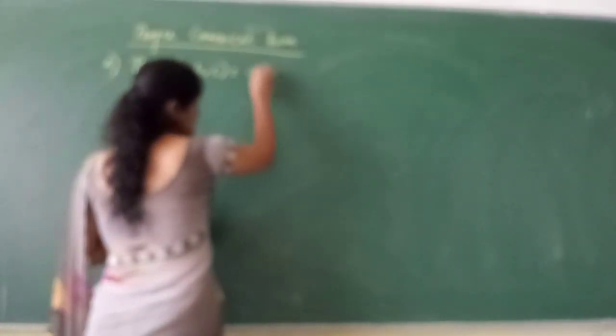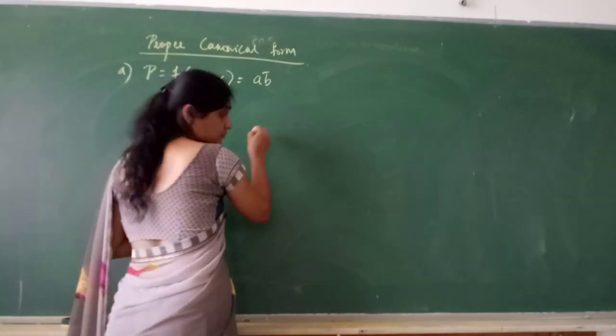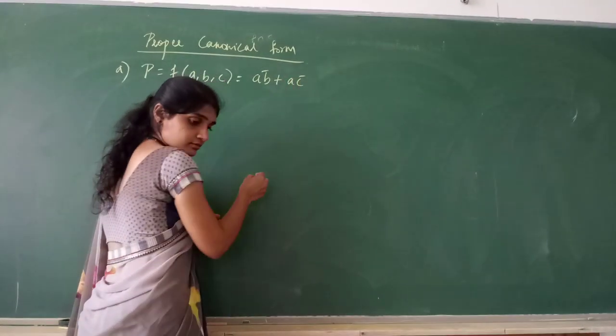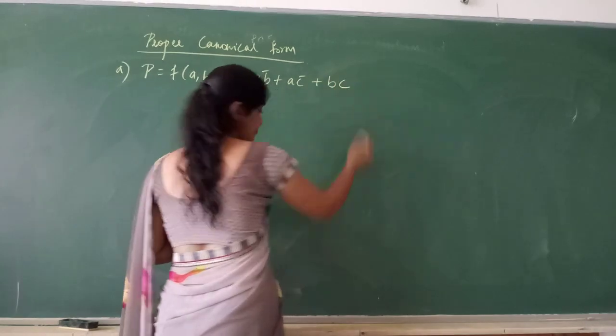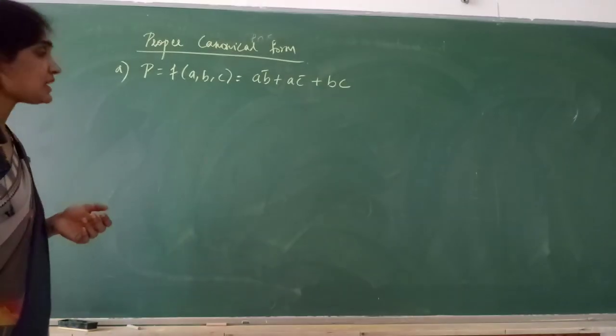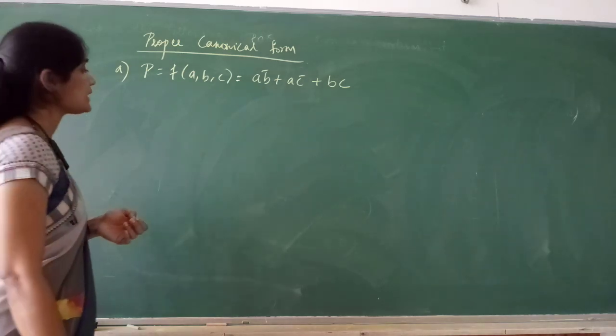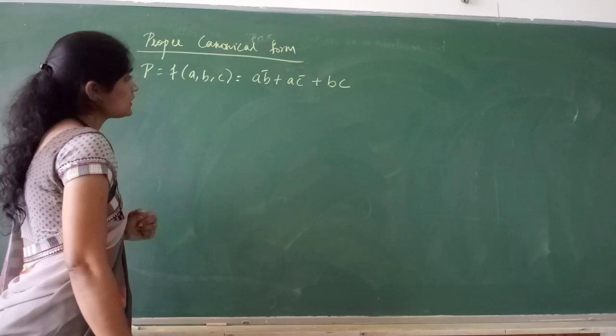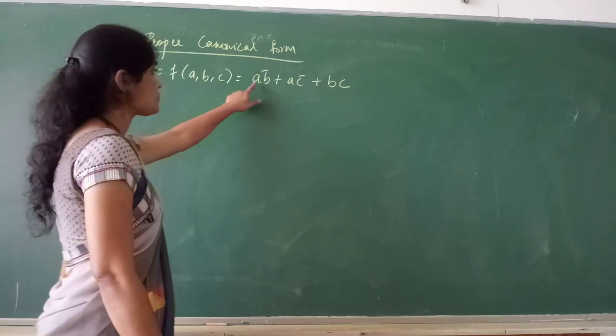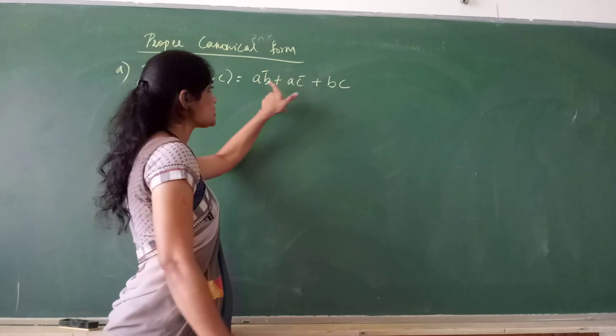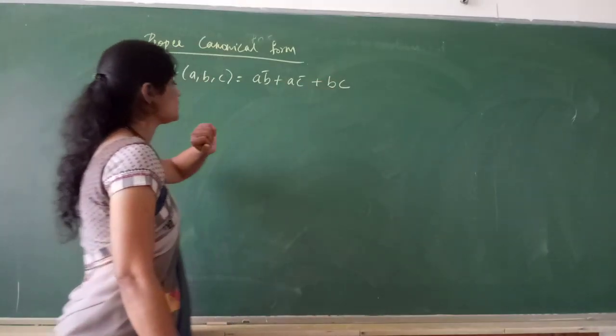So in that, the first problem I take on SOP, that is P is equal to f of A, B, C is equal to A, B bar plus A, C bar plus B, C. Now the first thing we have to do is just check whether this is in canonical form or not. What is the meaning of canonical form? Each product term should be a min term.